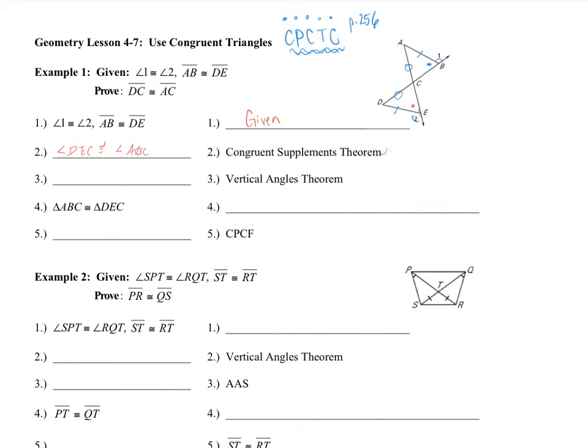So these two angles are supplements, and they're congruent to the same angle. Therefore, these two angles have to be congruent. And now I can say that these two vertical angles, angle DCE is congruent to angle ACB by the vertical angles congruence theorem.